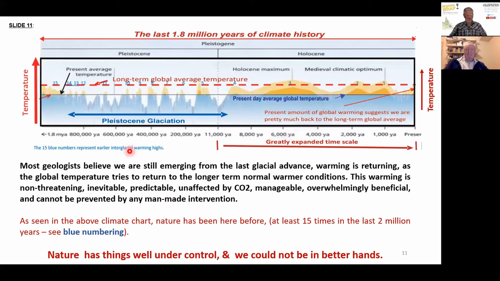So when we look at this chart here, it seems as though nature, as I said down the bottom here, has things well under control. We don't have to do anything. We manage very well. And we probably could not be in better hands than just leaving it to nature. It's coped very well 15 times before without a disaster. And it looks as though there's every reason to suggest it is likely to do so again in the next interval beyond the right-hand side of this chart.